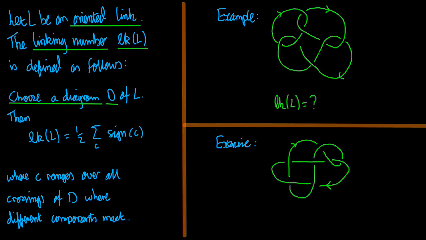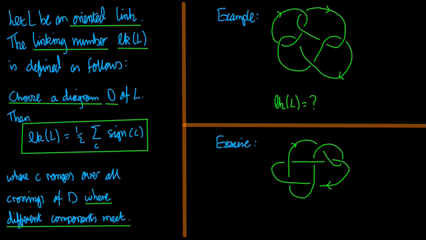And then the definition is that the linking number is 1/2 of the sum of the signs of the crossings in D. Where, we have to be careful, where C, the crossings we're summing over, ranges over all crossings of D where different components meet.